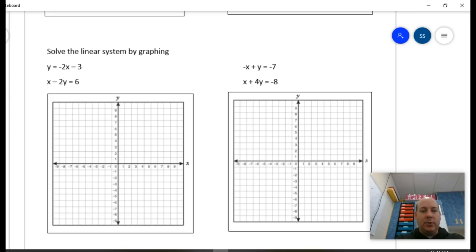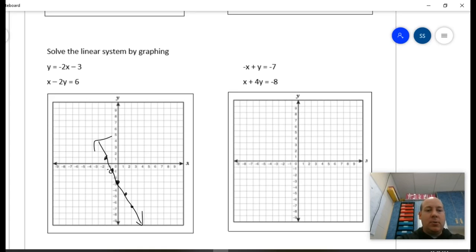Y equals -2x minus 3. Okay, so there's my y-intercept. My slope is -2. So down 2 and right 1. Let's go up 2 and left 1. Oops, there we go. And let's just get a little more accurate again. Makes it a little bit easier to draw that line. Plus you get more dots and there's more chances of intersecting.